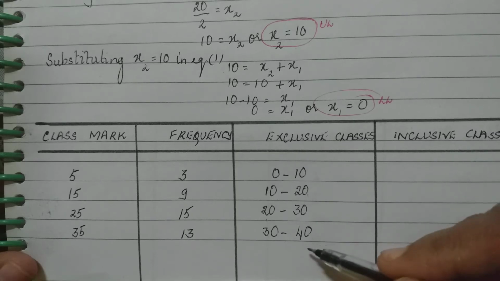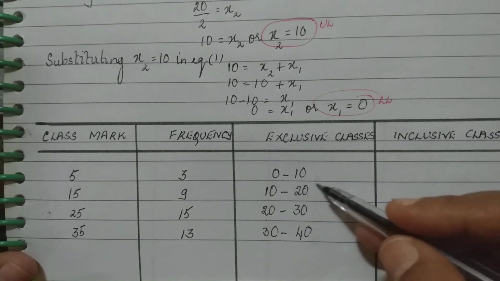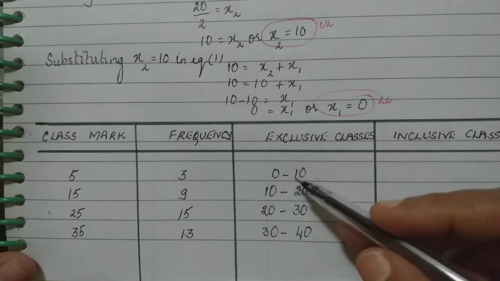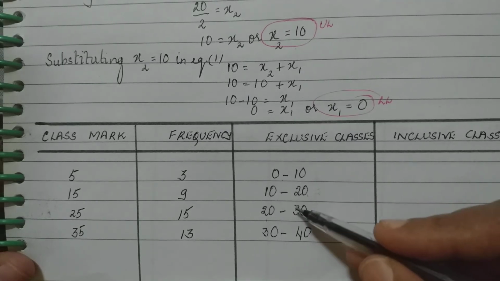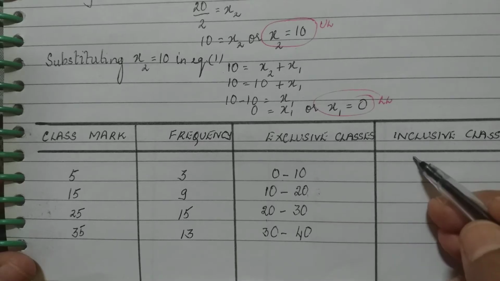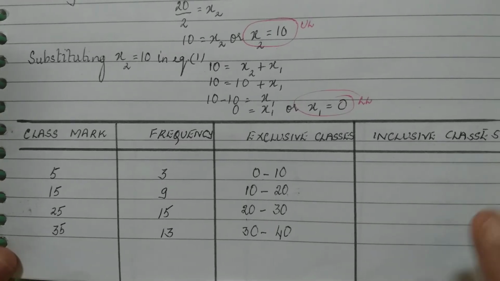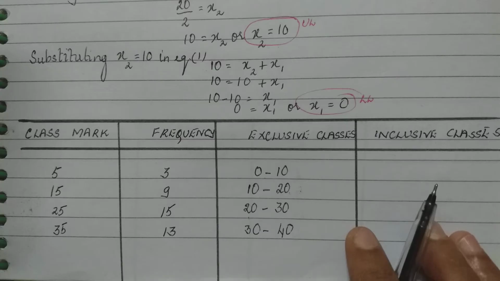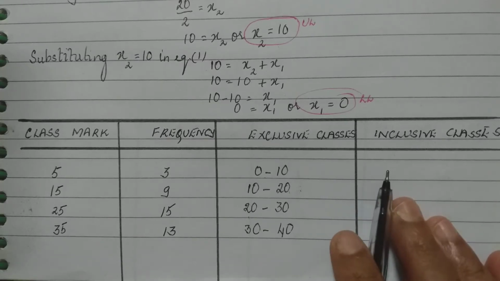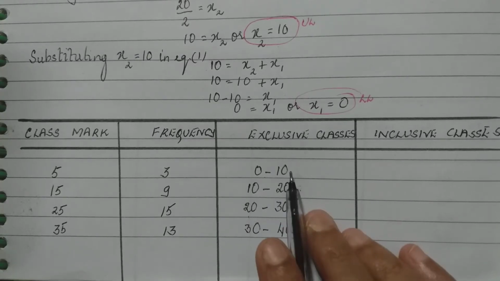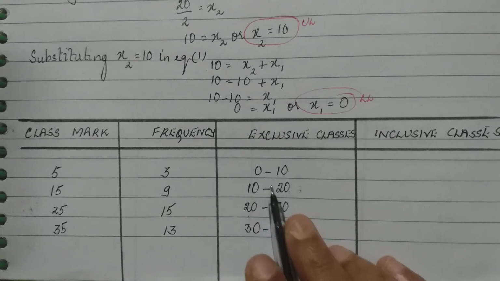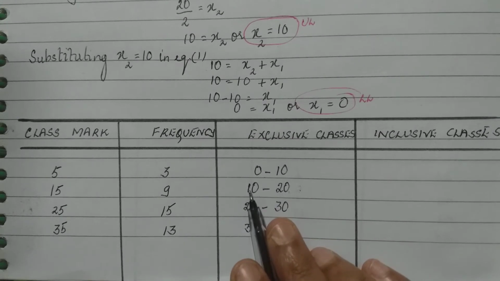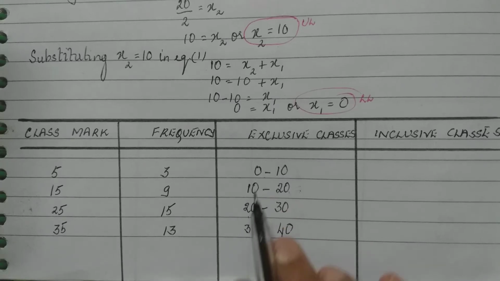Okay, so then we continue writing it like this with the difference of 10 between the lower class limit and upper class limit. Now coming to inclusive classes, how do I write? In inclusive classes, you have to remember that the upper limit of one class is not the same as the lower limit of the next class. So it should be different. So how do we make it different?